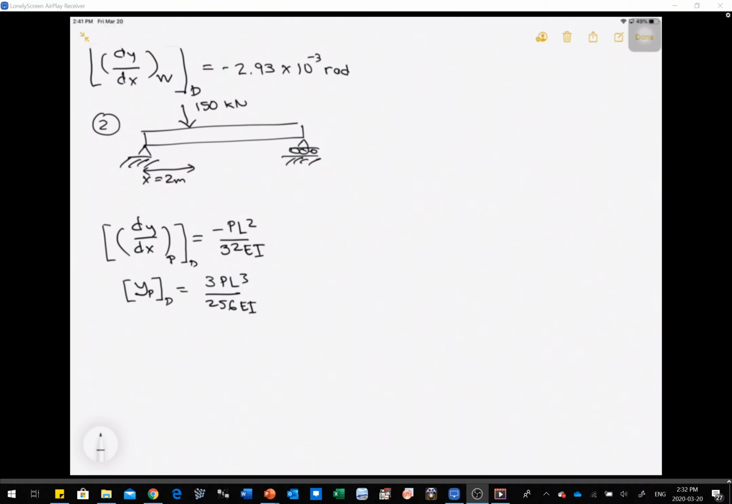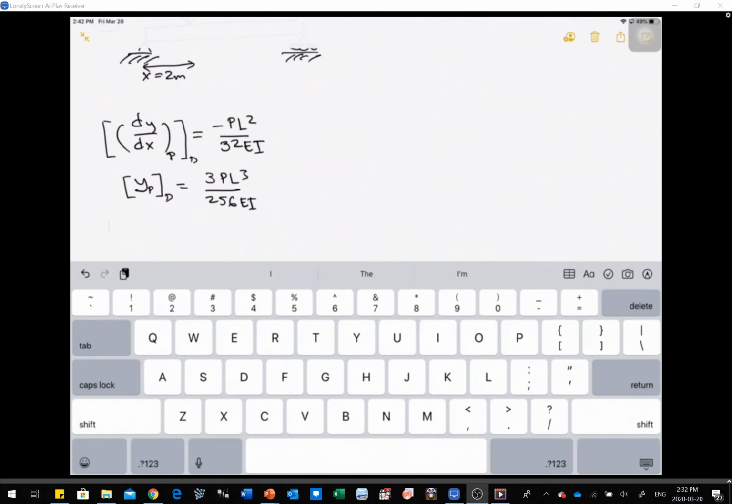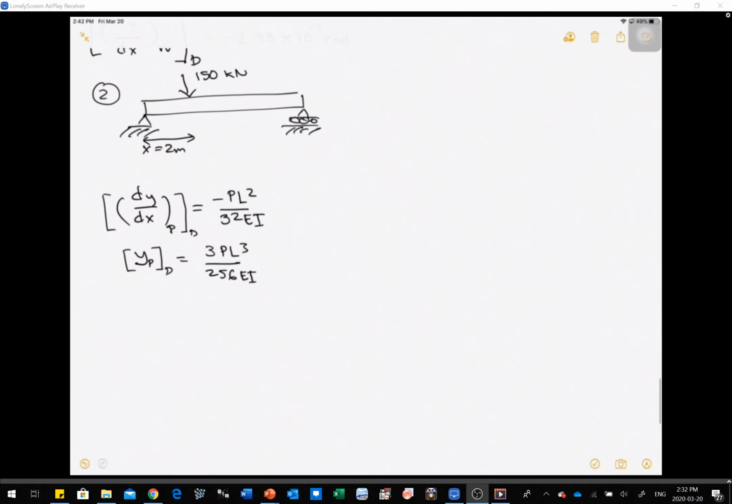Now, how can we solve this problem? We can cut our beam and use a second order differential equation. We can get the equation of our elastic curve, same for the equation for the slope of the beam. Now, these are the answers, but let's just see how we solve this type of problem.